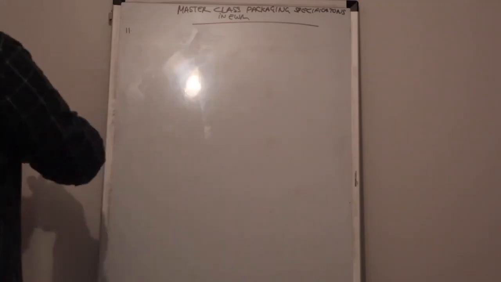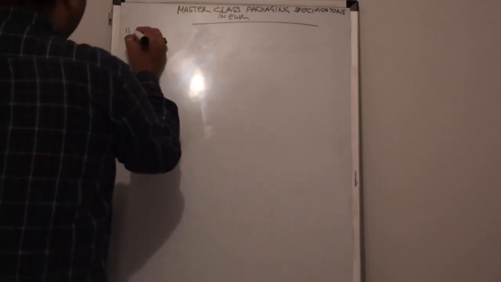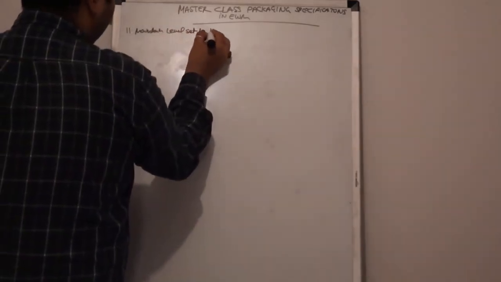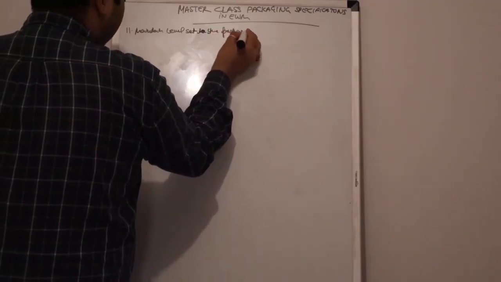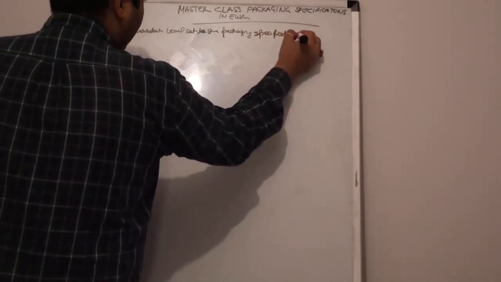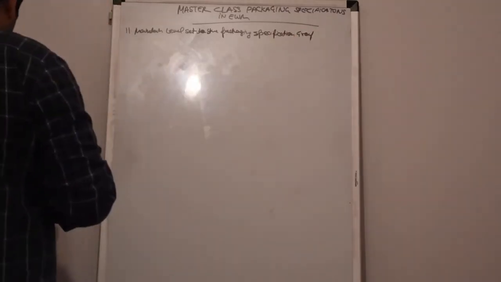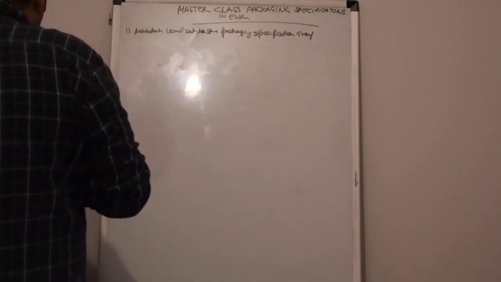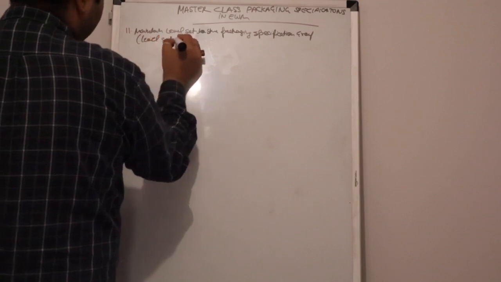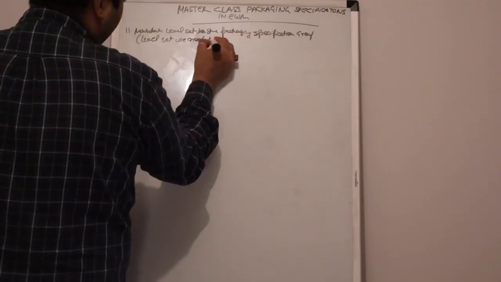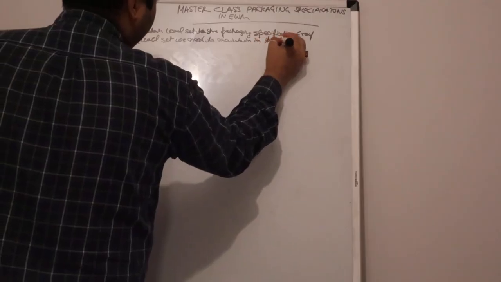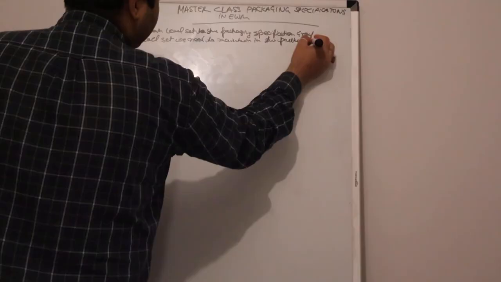In point 11, we maintain label set to the packaging specification group. Okay, this is point number 11. Label set, we need to maintain in the packaging specification group. So in the bracket I will put: label set we need to maintain in the packaging specification group.